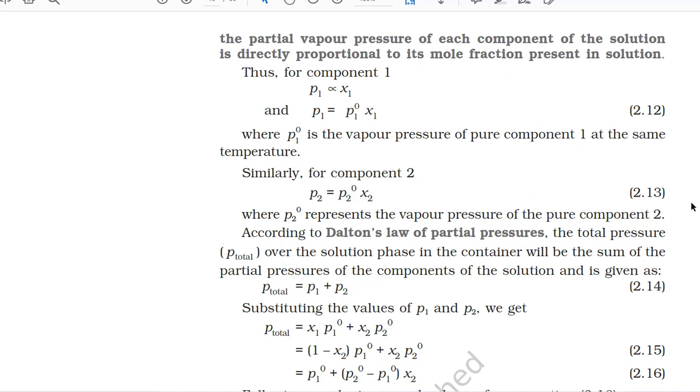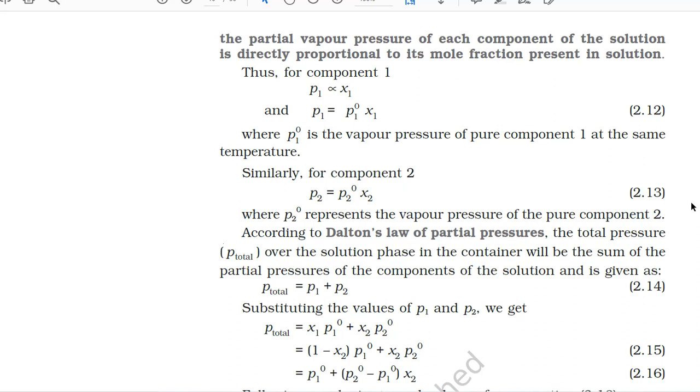Thus, for component 1, P1 is directly proportional to x1, and P1 equals P01 times x1, where P01 is the vapor pressure of pure component 1 at the same temperature. Similarly, for component 2, P2 equals P02 times x2, where P02 represents the vapor pressure of the pure component 2.